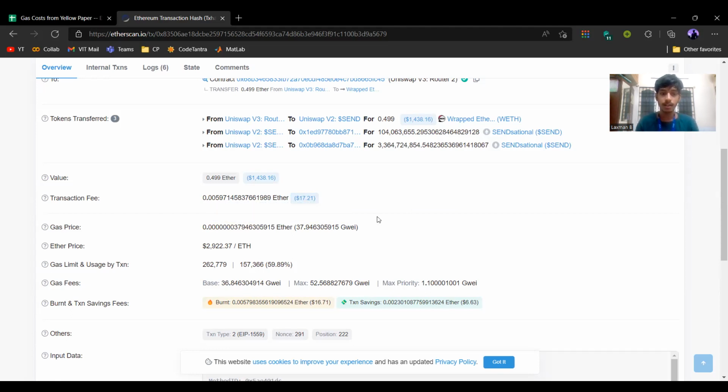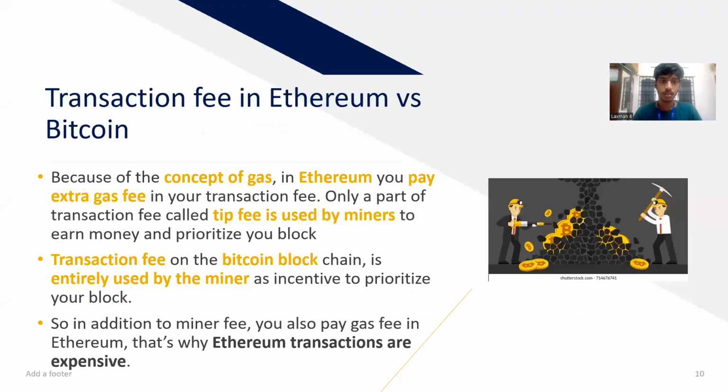So this is what exactly happens in a transaction with the concept of gas fee in Ethereum. Now coming back to the slides. What is the difference between transaction fee in Ethereum versus Bitcoin? In Ethereum, apart from the miner fee, we are paying something extra, called the gas fee, which pays for the extra computational cost of executing your smart contract by the Ethereum virtual machine.